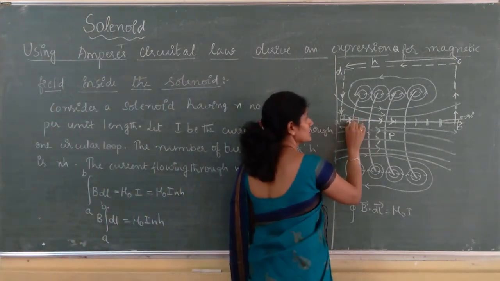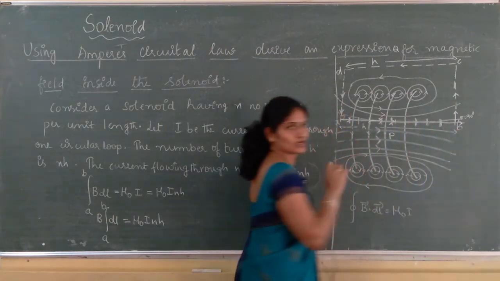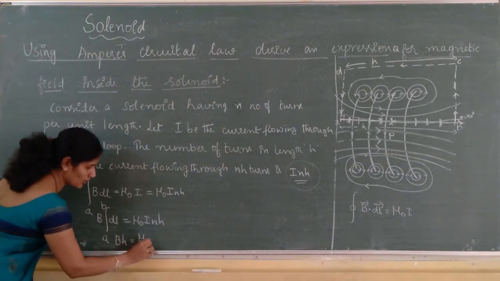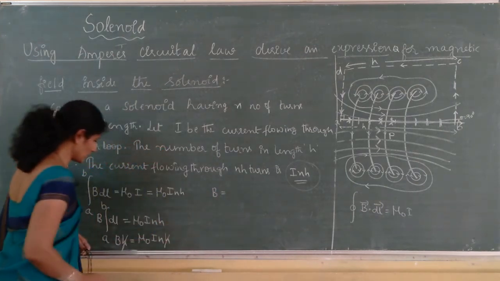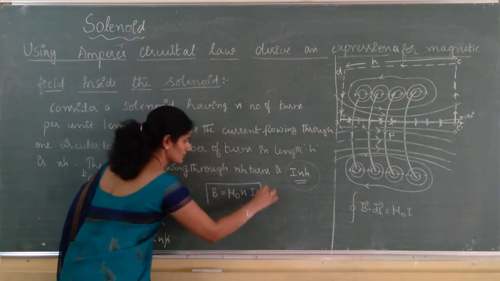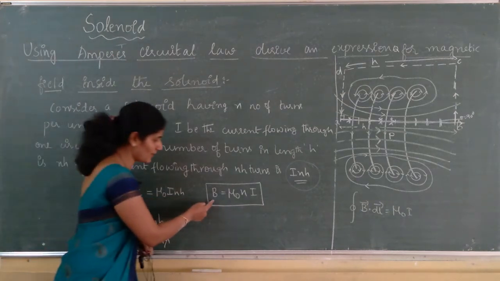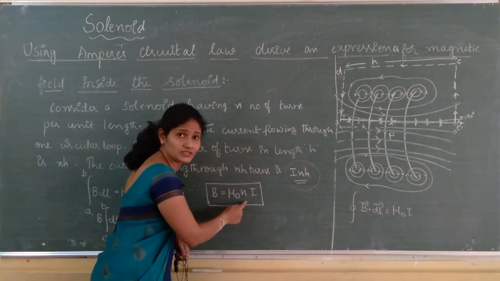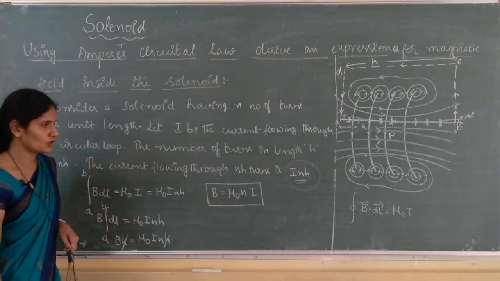dl is the line element. On integrating all the line elements together, we get the total length h. So, integration of dl is nothing but h. So, B into h is equal to mu naught I n into h. The h cancels. So, B is equal to mu naught n into I. This is the expression for the magnetic field inside the solenoid. This is the strength of the magnetic field inside the solenoid. B is equal to mu naught, the permeability of free space, n is the number of turns per unit length, capital N by L is n, and I is the current. So, B is equal to mu naught n into I.